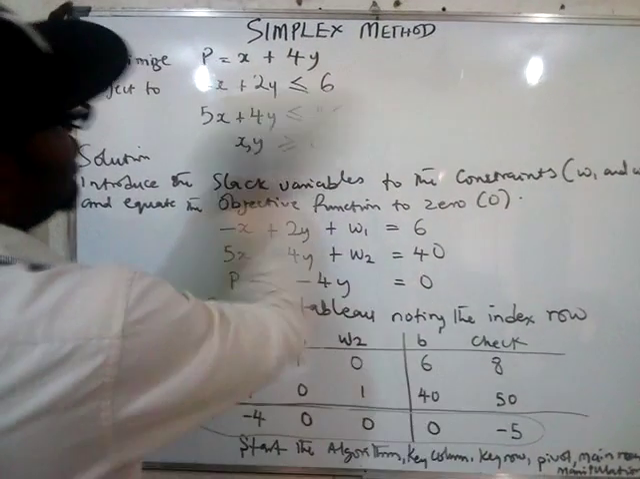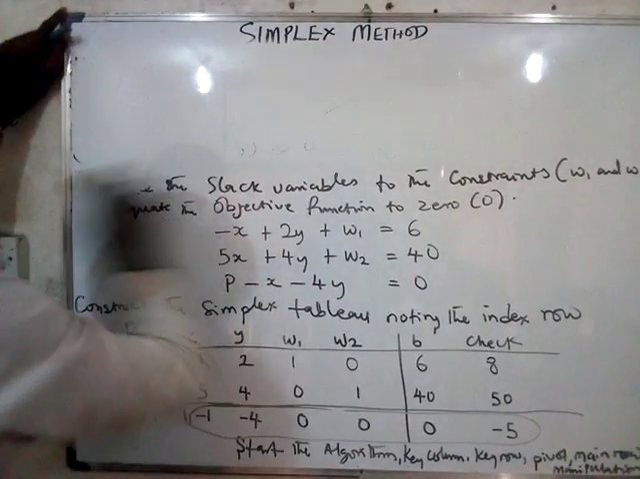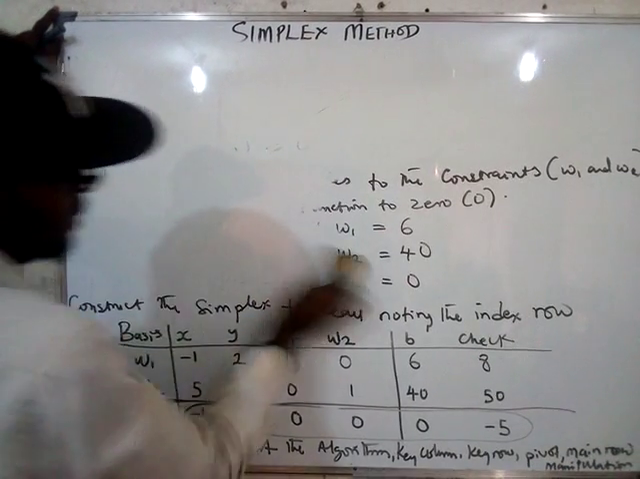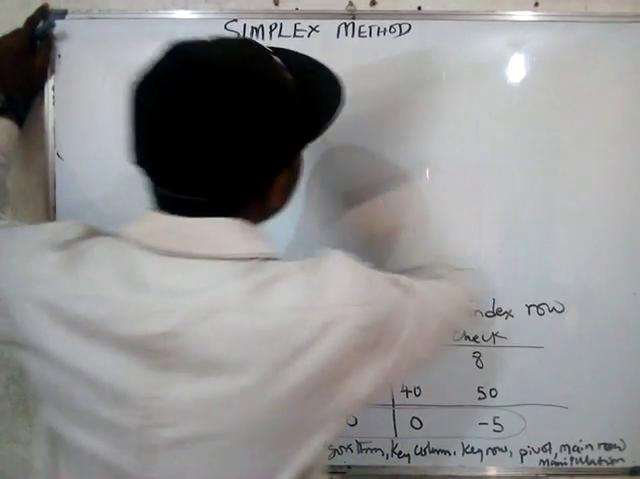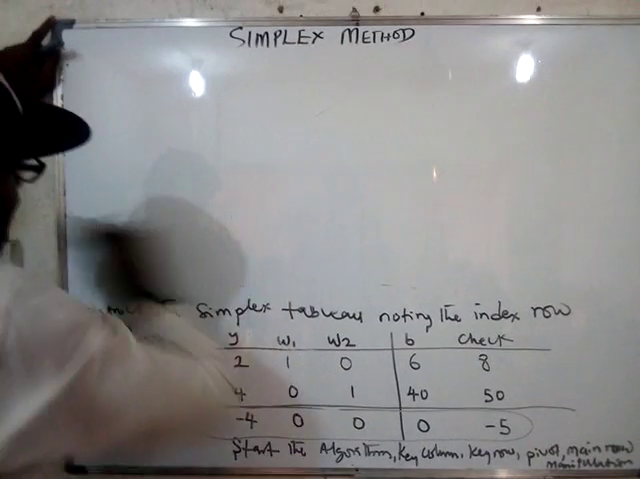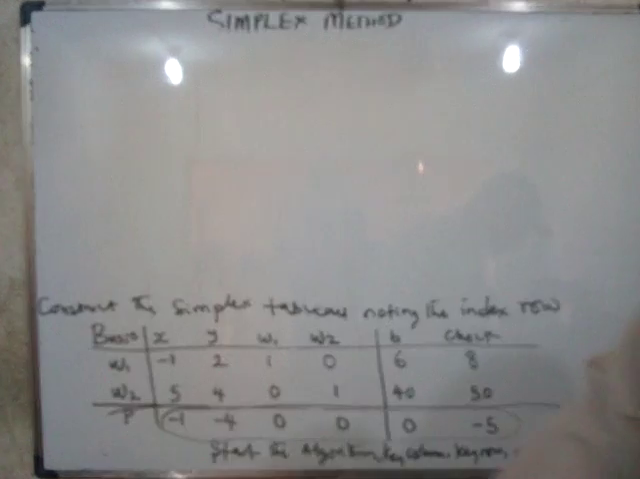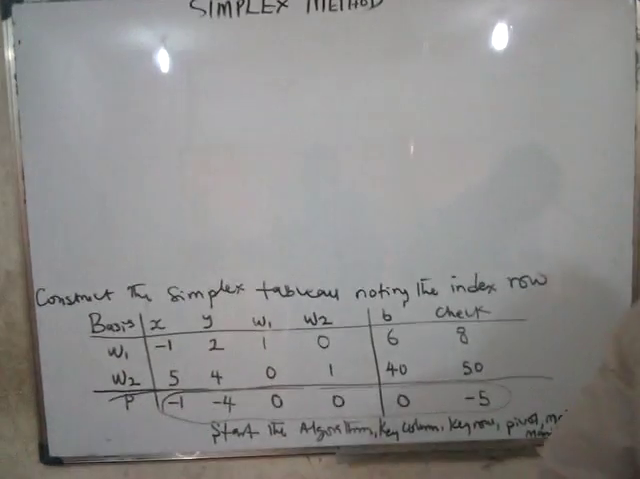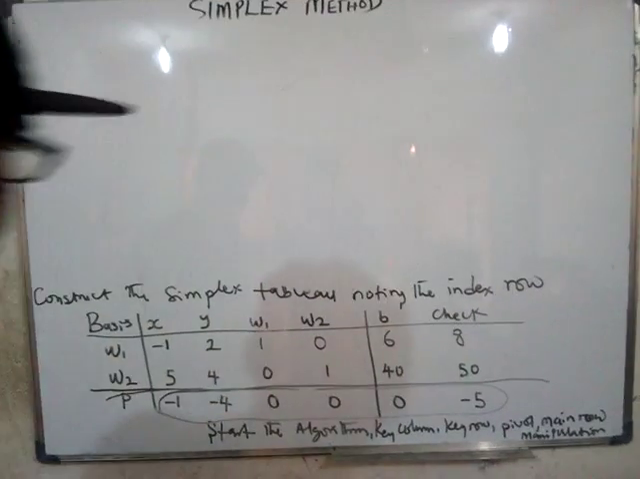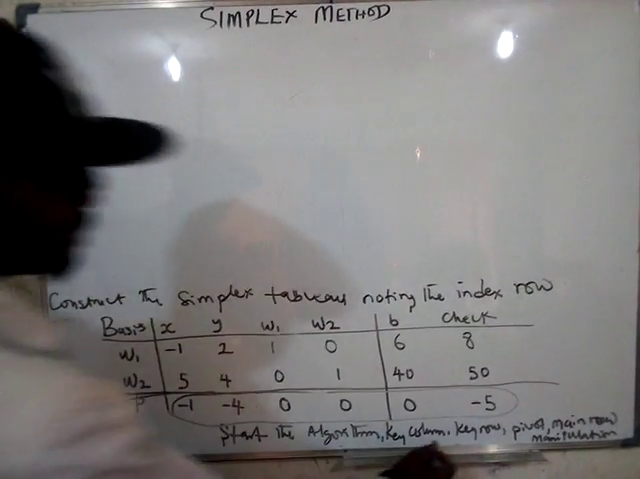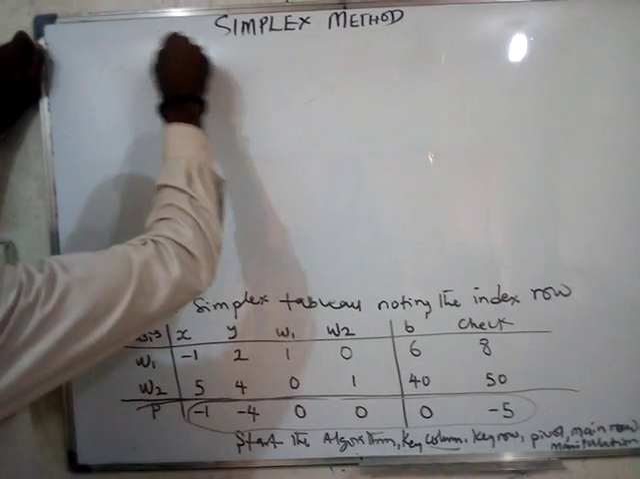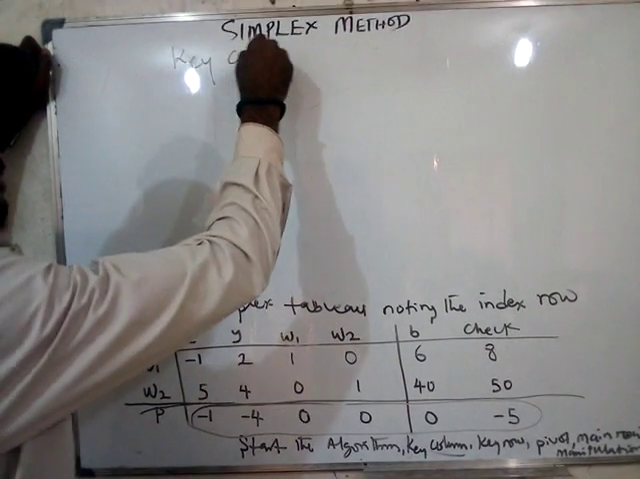So I'm going to just clean up this so that we can start off the algorithm. So the algorithm follows from this very thing. And the first thing in the algorithm is to select the column with the highest negative entry in the index row, and that is the key column. So how do I identify the key column? First thing in the algorithm is the key column.